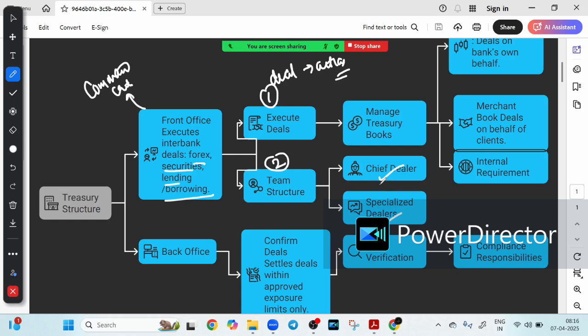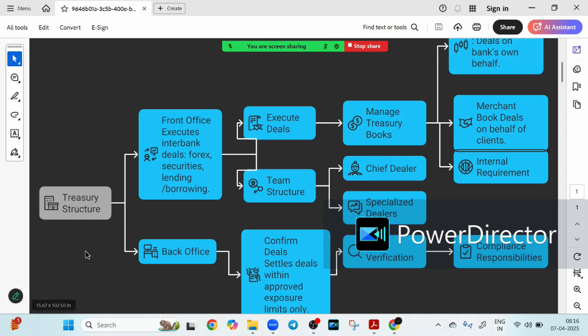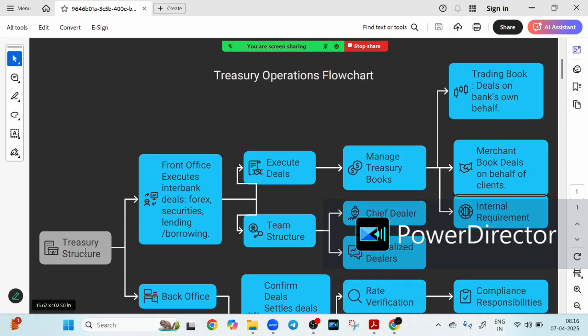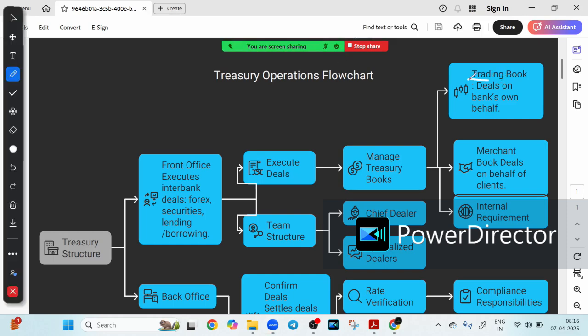Next comes managing the treasury book. So friends, all executed deals are recorded and managed properly in the treasury book to track performance and risk exposure. This management gives rise to two types of books. The first is called the trading book. What is the meaning of trading book? Deals done on the bank's own behalf are called the trading book.